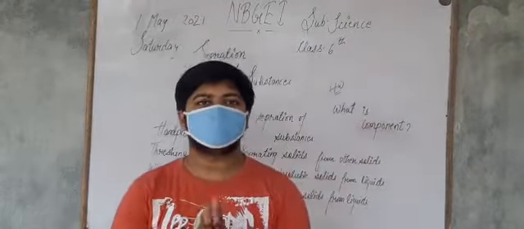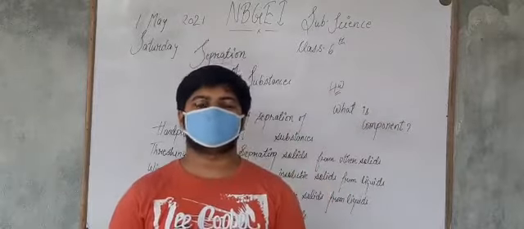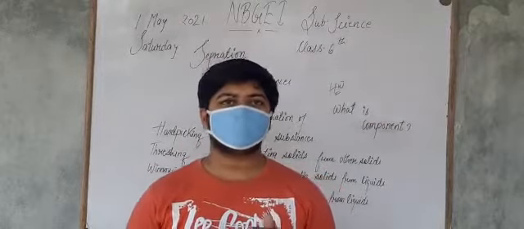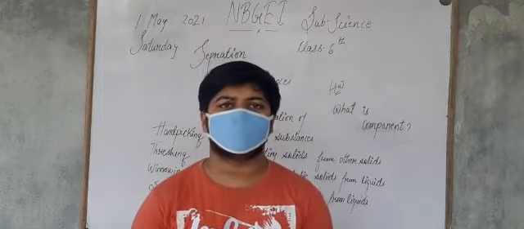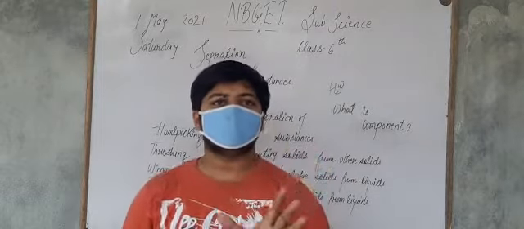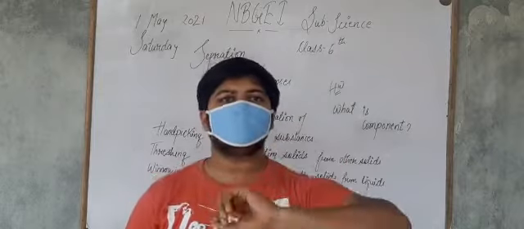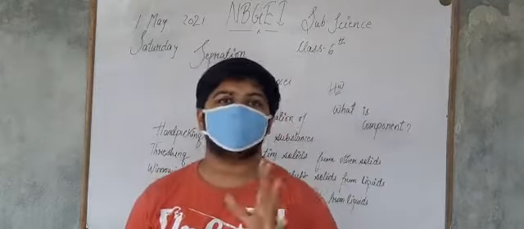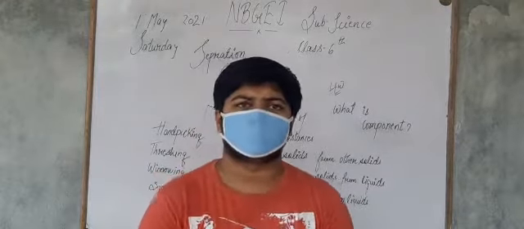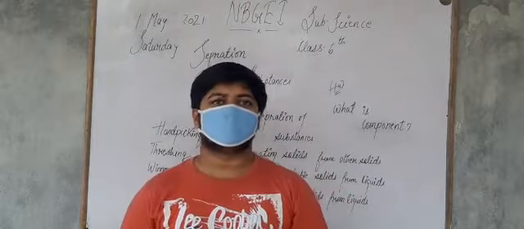What is winnowing? The grains obtained after threshing contain chaff. What is chaff? Dry covering of the seeds, small pieces of stalks, etc. Now, chaff is lighter than the grains.